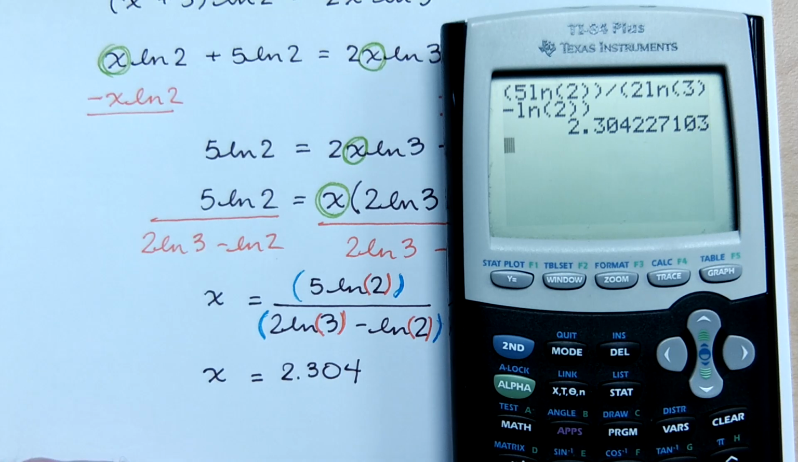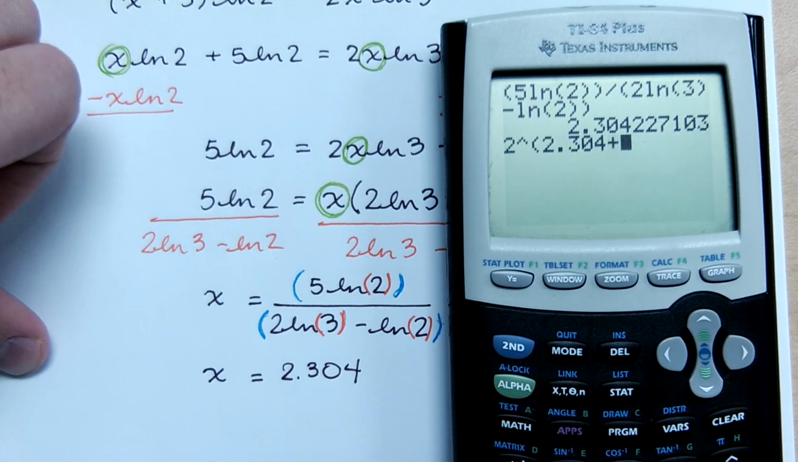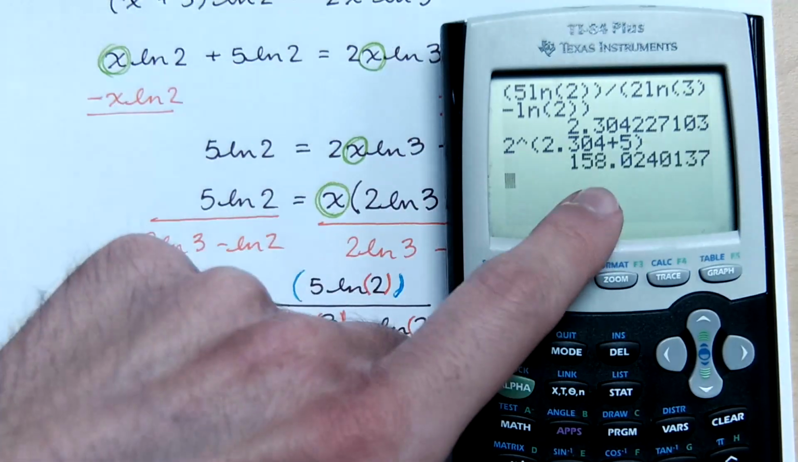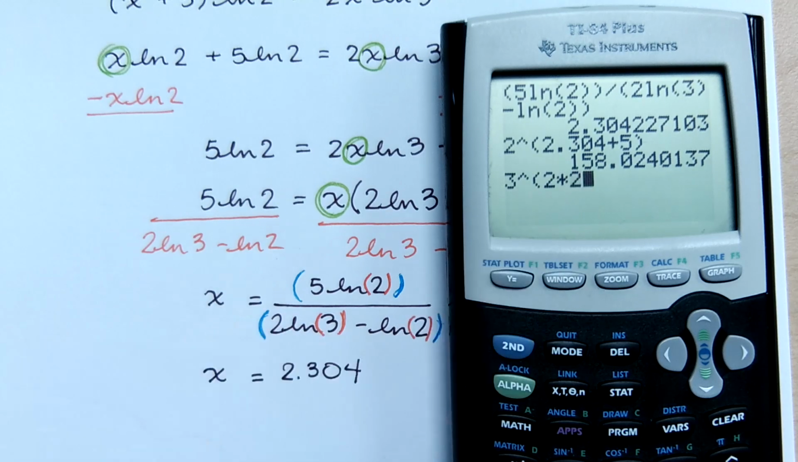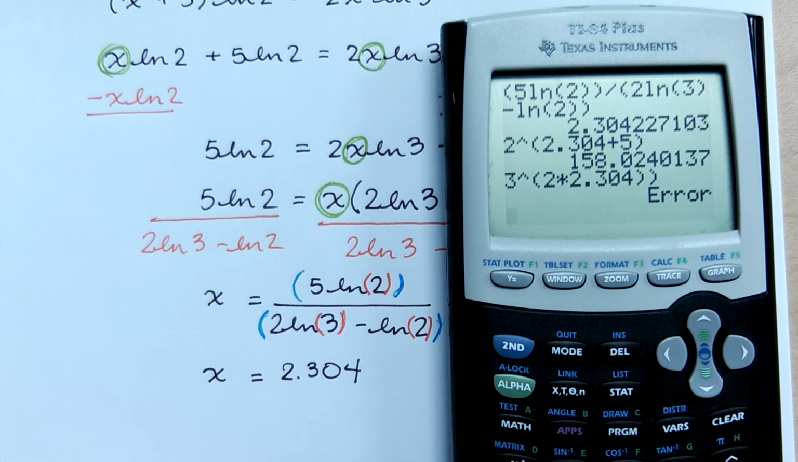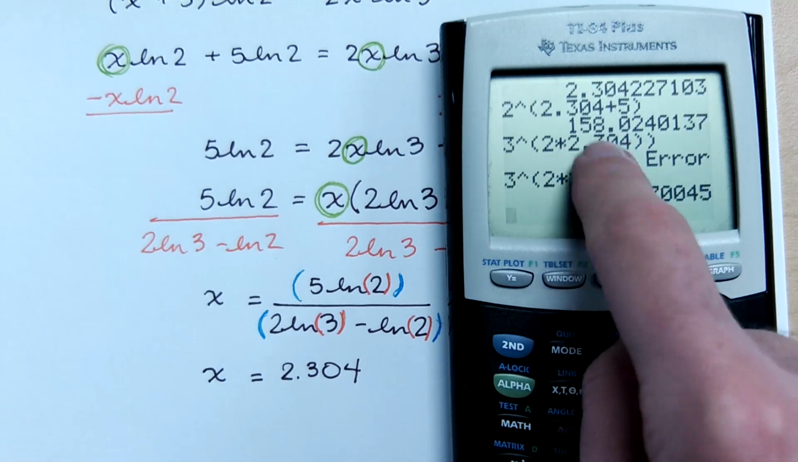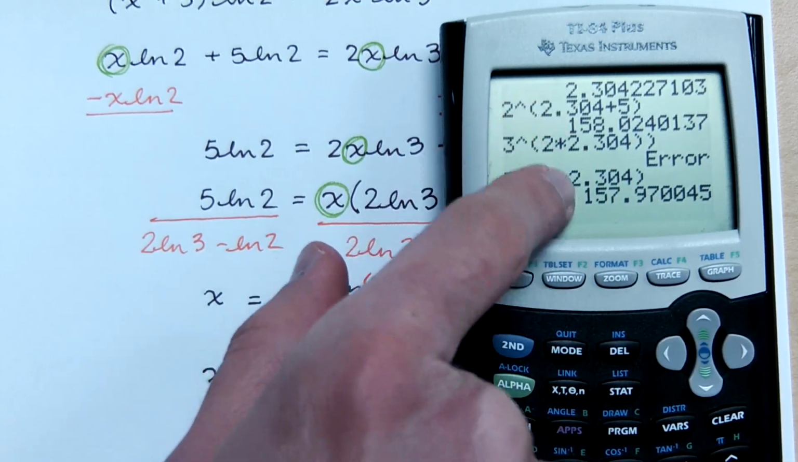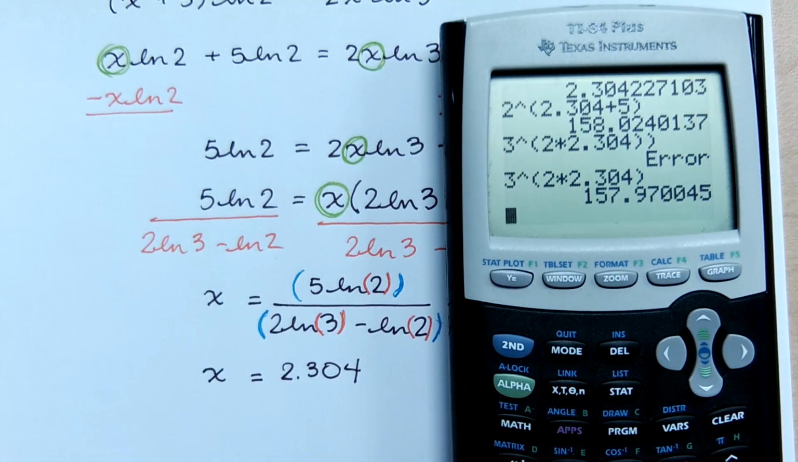You can check this by doing 2 raised to the 2.304 plus 5. I get some crazy decimal. If I do 3 raised to the 2 times 2.304, oh, what did I do? You see that these decimals are really close to each other. They're close to 158 for both of them. So you know that you're kind of on the right track there, just by plugging them in and checking them.